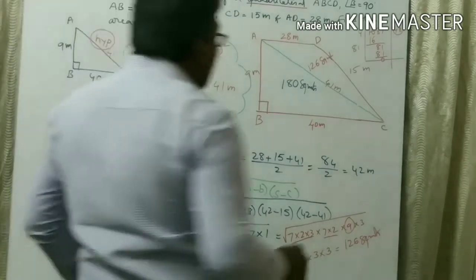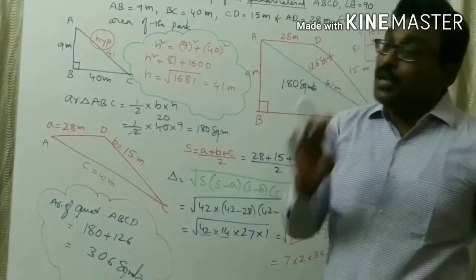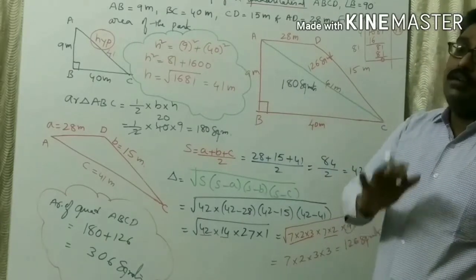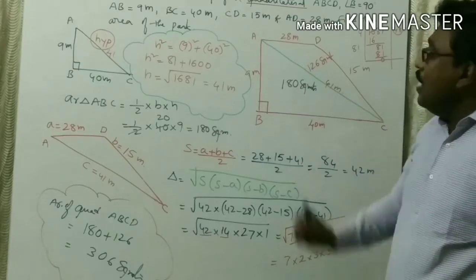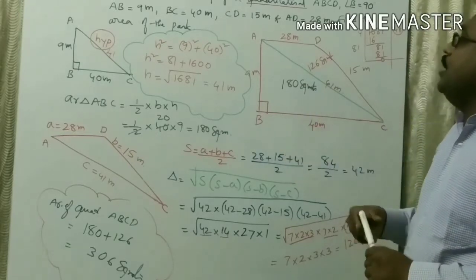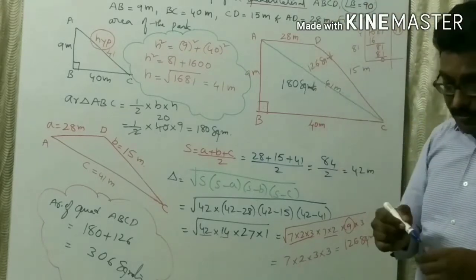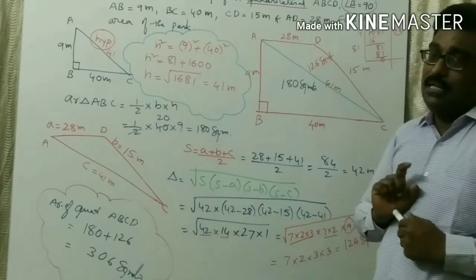Now area of quadrilateral formula is half d into h1 plus h2, as per mensuration. We don't have the diagonal and we don't have the heights. By using Heron's formula, we found it. Here is one given piece of information: angle B is 90 degrees. So angle B is 90 degrees; like this you should draw compulsorily.